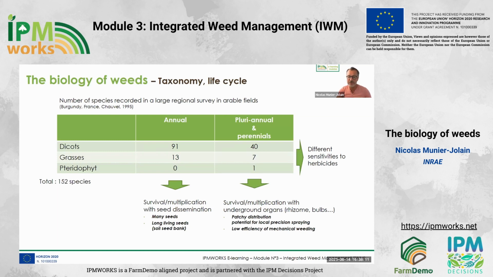Pluriannual and perennial weed species survive in the environment by different underground organs, such as rhizomes and bulbs. Because of this mode of multiplication, most often pluriannual and perennial weeds have a patchy distribution in the field. This is interesting because there is then a big potential for local precision spraying of herbicides, and a very big potential for reducing the amount of herbicide used thanks to this technology of precision spraying.